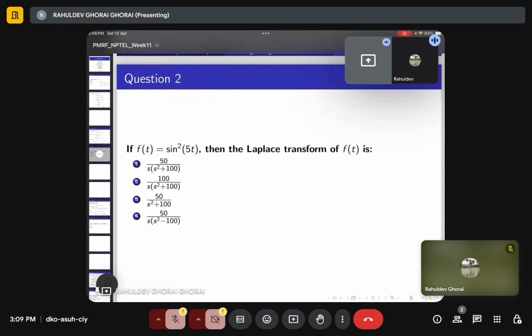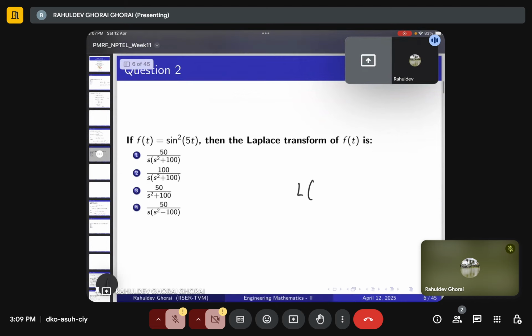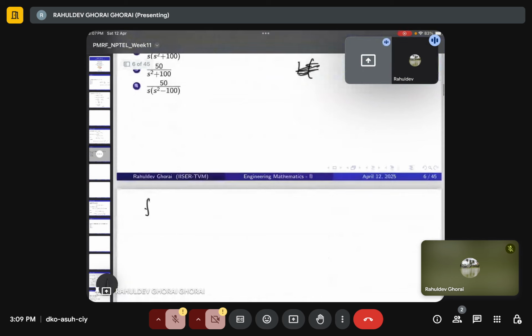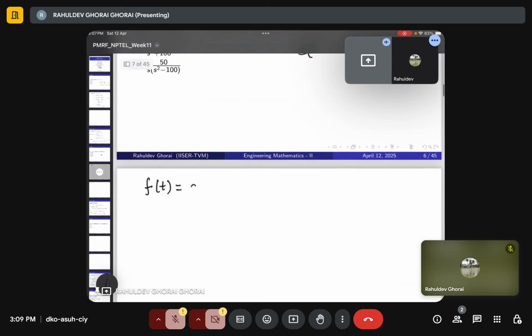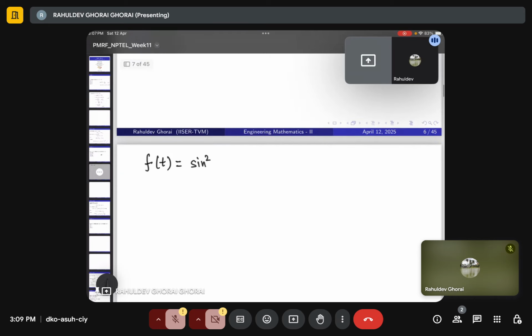Now let's move to the second question, which says: what is the Laplace transform of f(t) equal to sine square 5t? What you know is L of sine of at. So let's start with this. What you need is to find the Laplace transform of the function f(t) equal to sine square 5t. So we do not know about sine square.